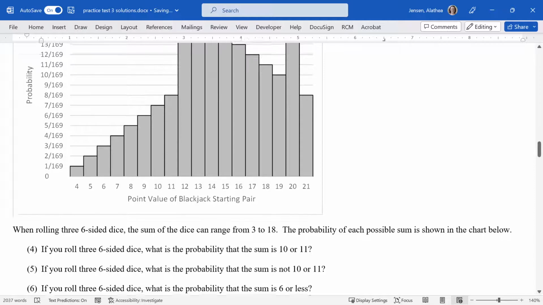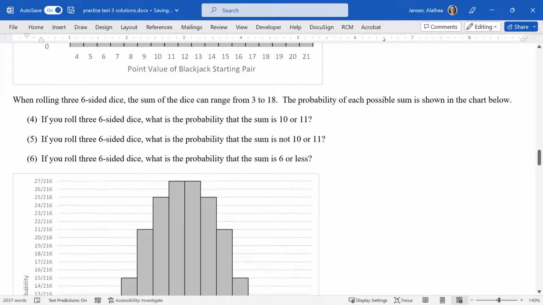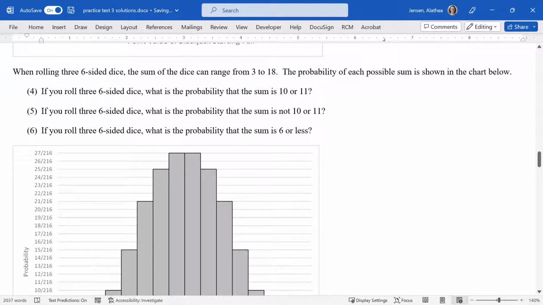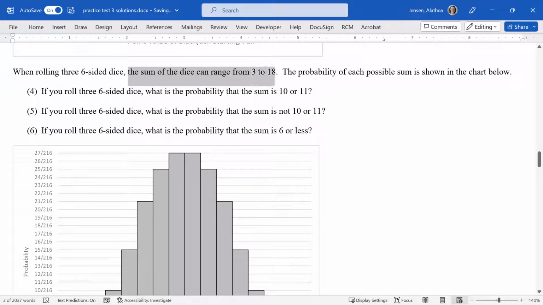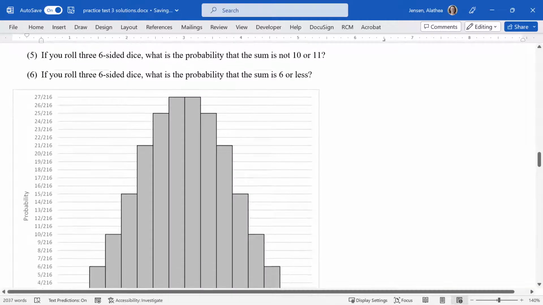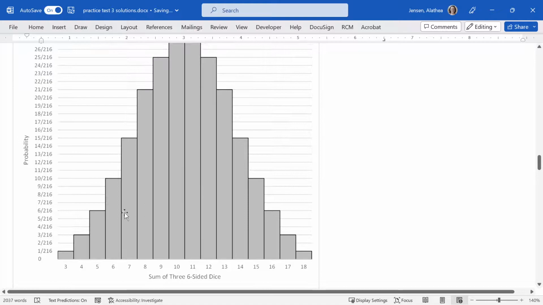Okay, so next part here is about six-sided dice. So we're rolling 3 six-sided dice. When you roll 3 six-sided dice, the sum of the dice can range from 3, that's if you get 3 ones, to 18, that's if you get 3 sixes. And everything in between is also possible. The probability of each possible sum is shown in this chart here. The smallest is 3 on the left, and then 18 on the right. So those are the possible sums for 3 dice.